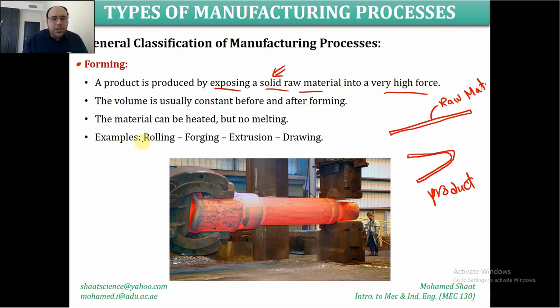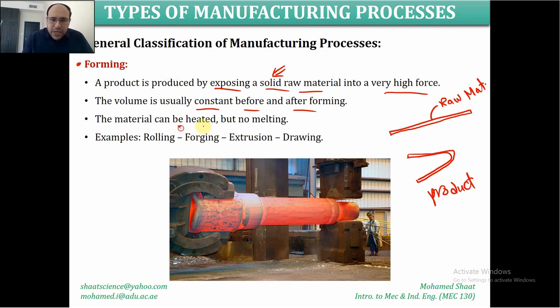The volume is usually constant before and after forming. There is no change in the volume of the product. It is still the same. You have a stick and you just bend it. Nothing has happened to the volume. The volume is still the same before manufacturing and after manufacturing. This indicates that the volume is preserved upon manufacturing by forming.